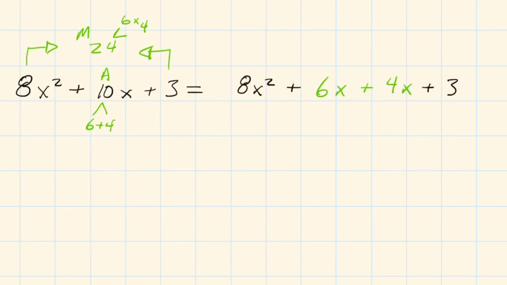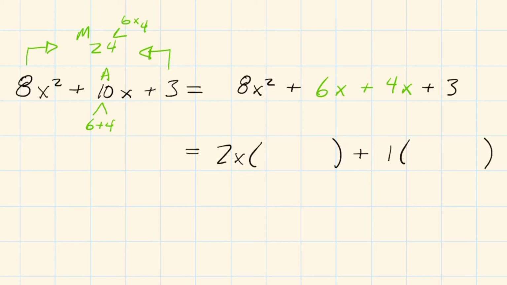Then we ask, what's the GCF of the first two terms, the 8x squared and the 6x? What could I factor out of those two? I can factor 2x out of both of those. Then we look at the 4x and the 3 and ask what we can factor out of 4x and 3. The only thing that comes out of 4x and 3 is 1. So I'm going to factor 1 out of 4x and 3.